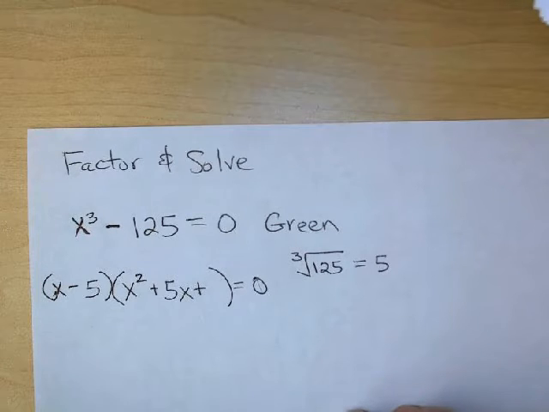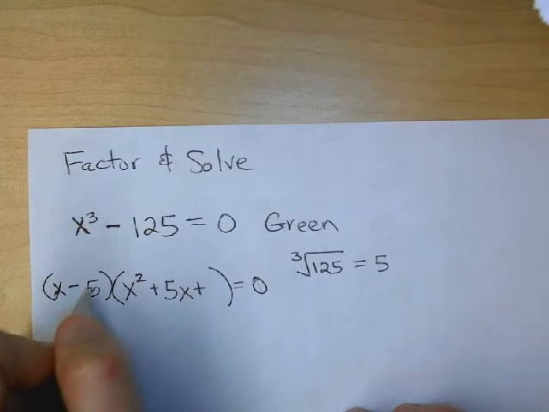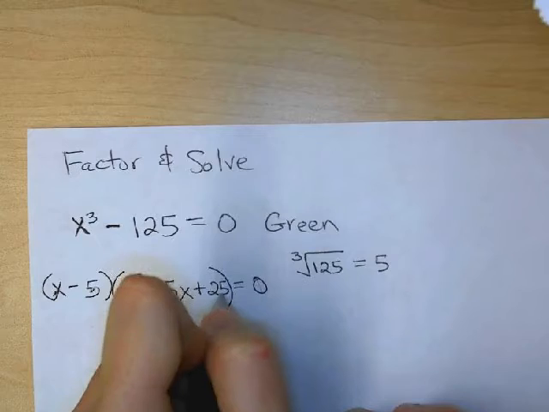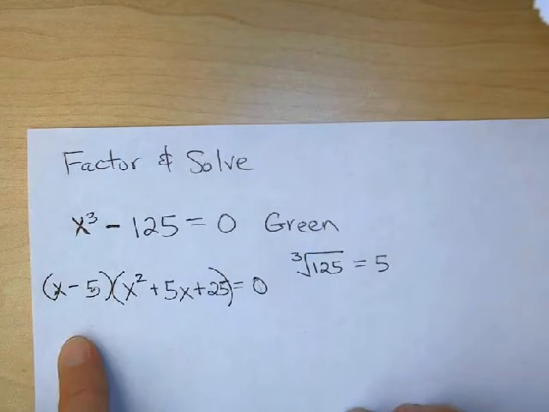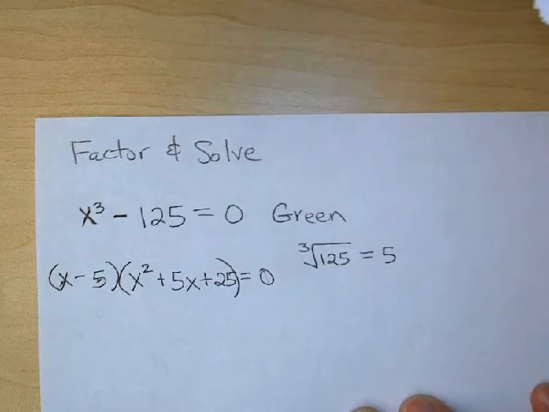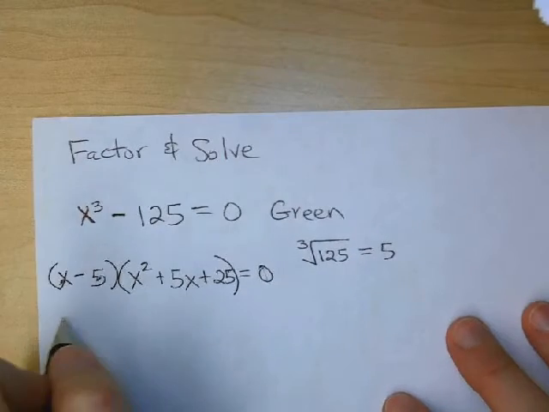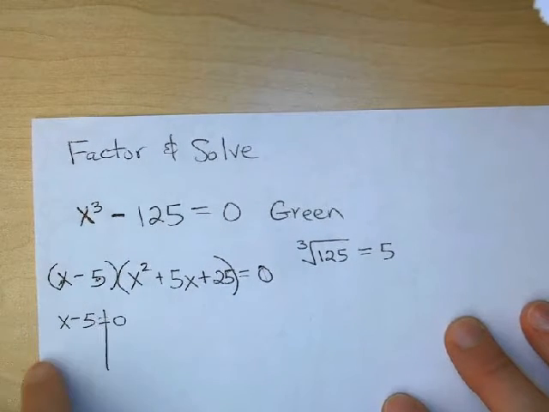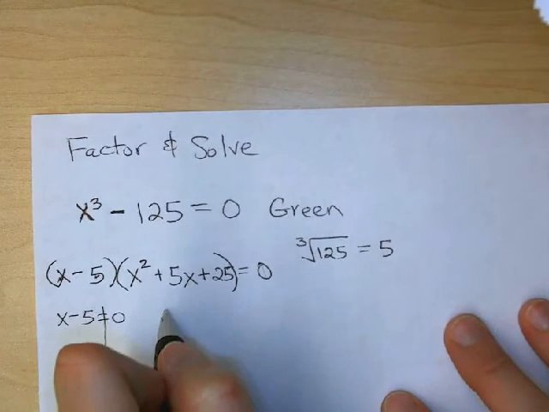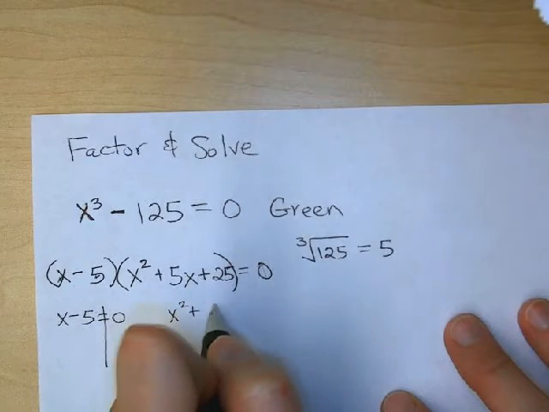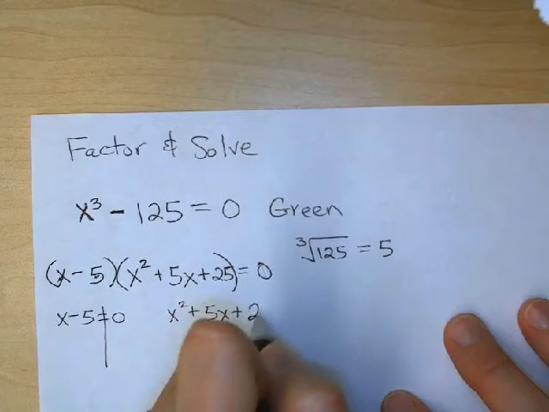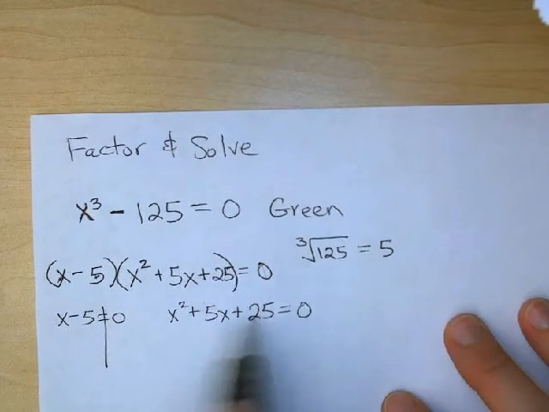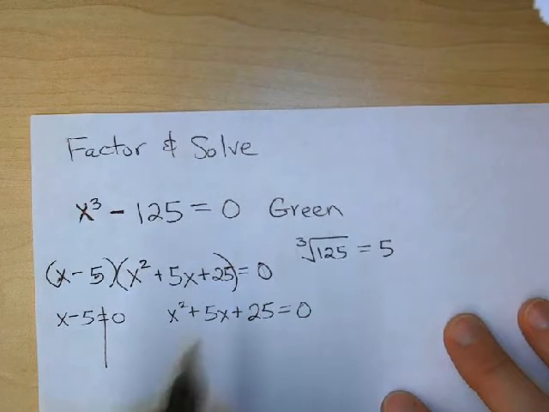25. Yeah, it's just 5 squared. It's just 5 times 5 is 25. So now I got it factored because it's just based off that pattern that's on the board. So then you do x minus 5 equals 0 and solve that. And then this x squared plus 5x plus 25, that's the other. Okay, this is a trinomial, but it doesn't factor anymore.